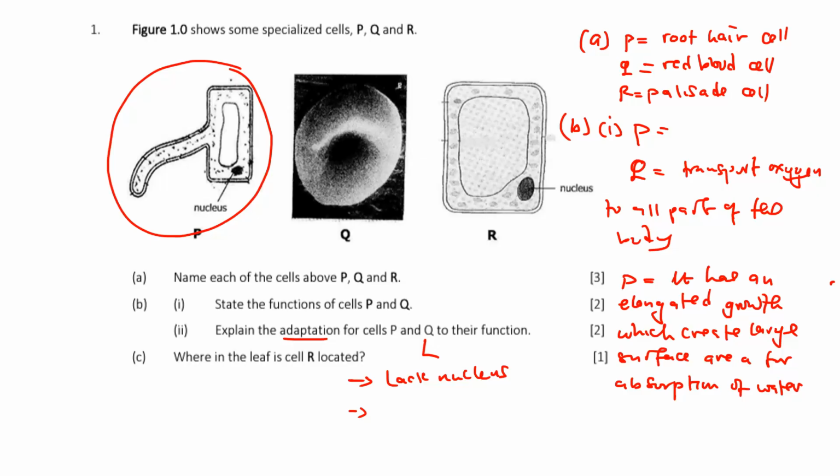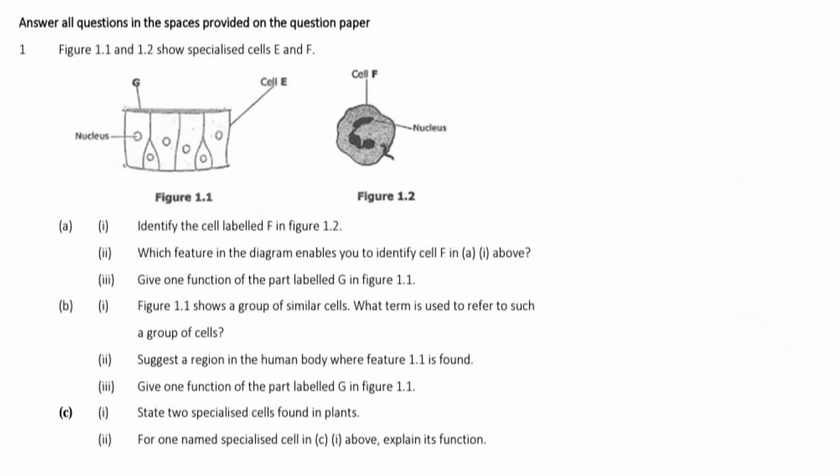Now, just like I said, the other question that you expect is where they are found. So where in the leaf is cell R found? It is found in the upper epidermis. Now, this question can come in two different forms. You might be asked, where is it found? Or which organ of a plant? The organ where it is found is the leaf, but you've been told it is found in the leaf, but where exactly? So make sure that you differentiate questions.